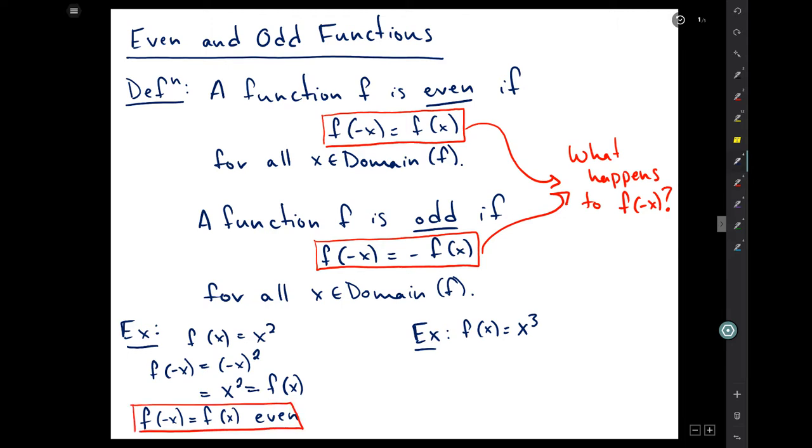If we look at the second example, f of x equals x cubed, and again we plug in negative x, now when I cube a negative, I get a negative. So overall I have negative x cubed, and this is negative the original function. This is minus x cubed. And so because f of minus x is equal to negative f of x, our function is odd.